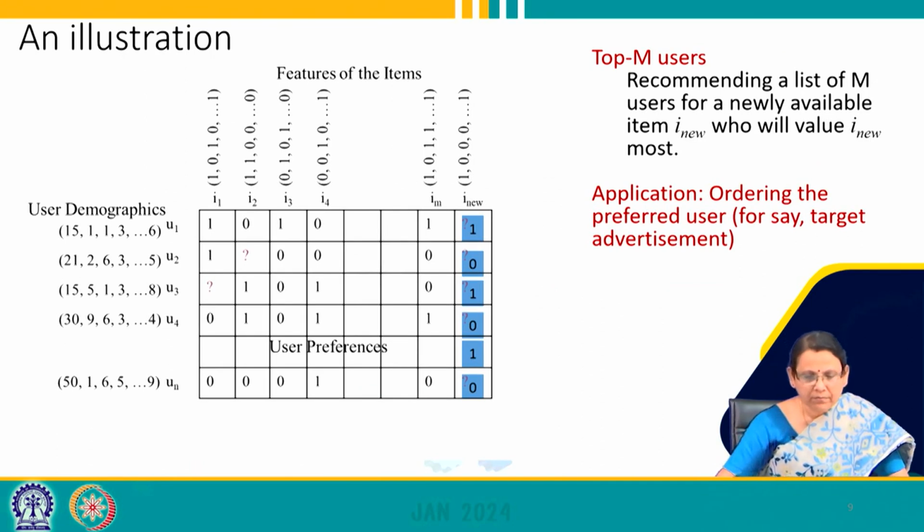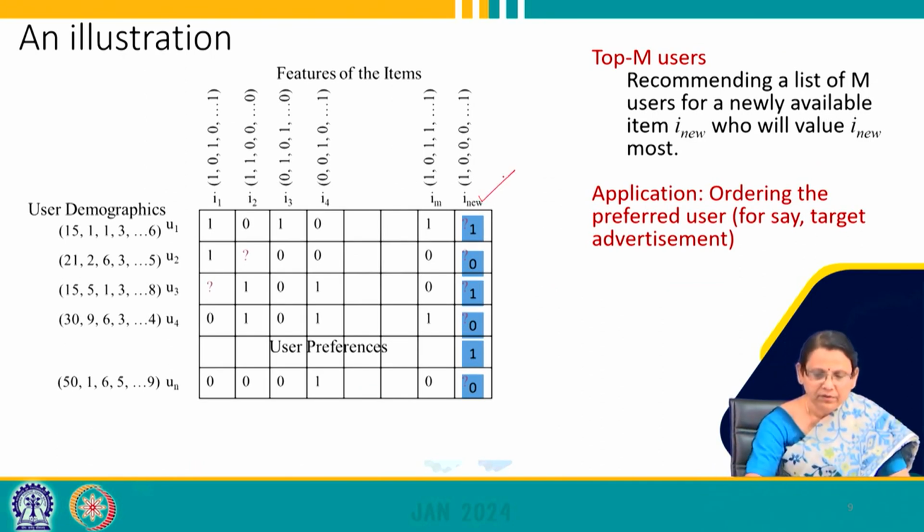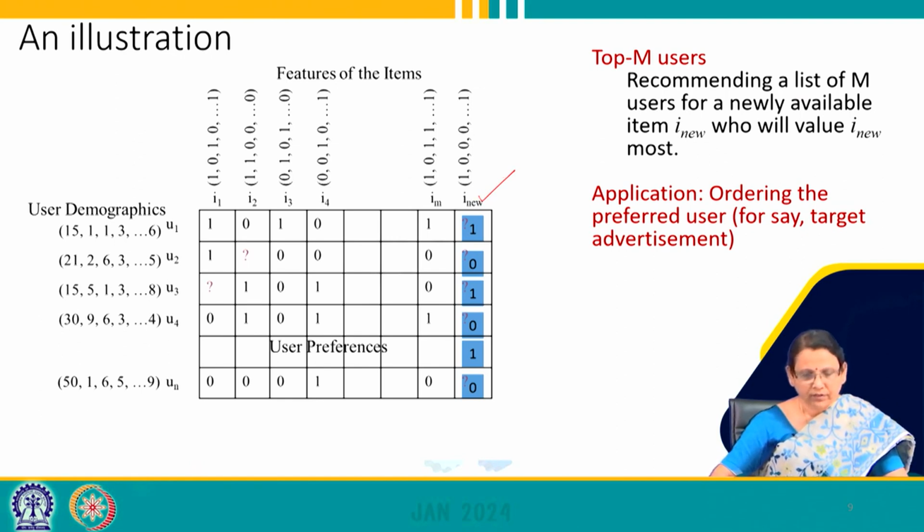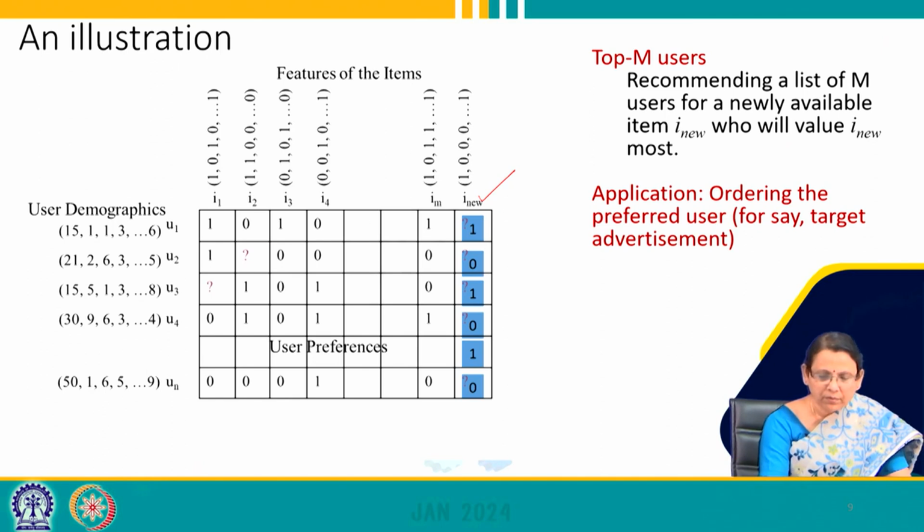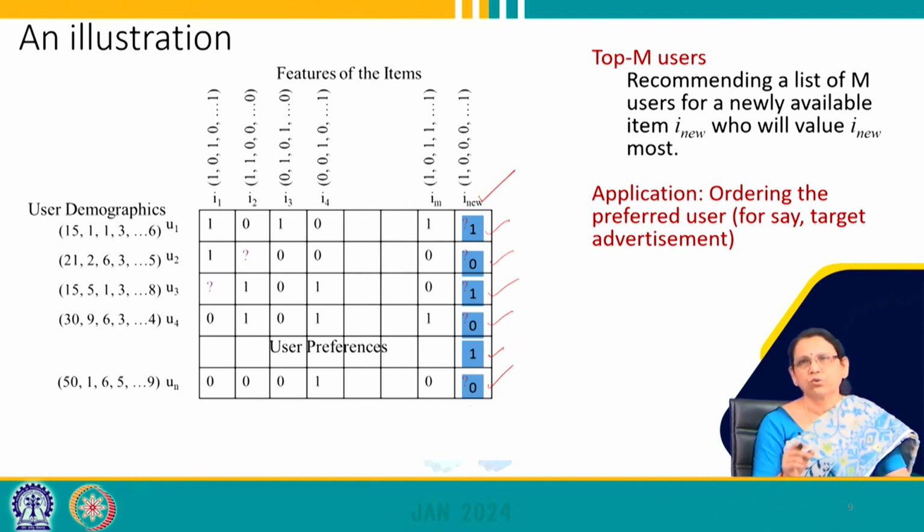Now, next is your top M users. Suppose a new item I1 has come to the store. Based on some algorithm, we have somehow estimated the predicted rating of this item for these people, U1 to UN. Once we have these predictions ready, we can target the users who are likely to like this item, who are likely to order this item. So to them we will try to show this. This can basically be used for some kind of targeted advertisement.